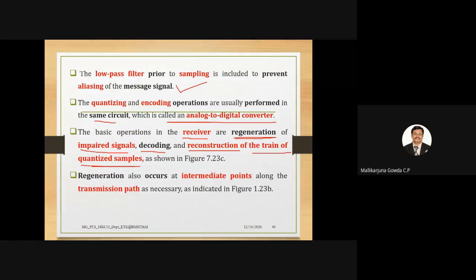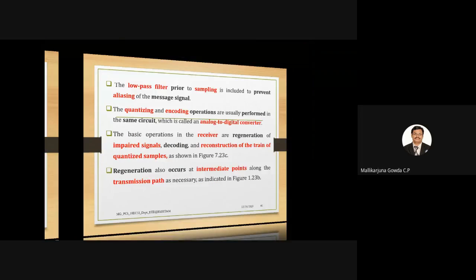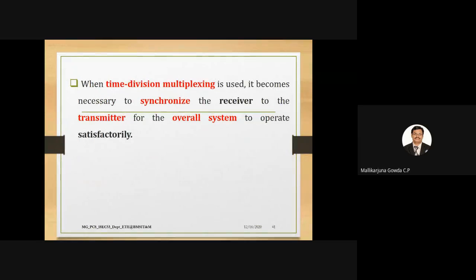So as I said, regeneration occurs at intermediate points. The purpose of the regenerative repeater is to extend the range of communication. I will show the block diagram of that. Anyhow, we will not be transmitting a single signal, a single message.